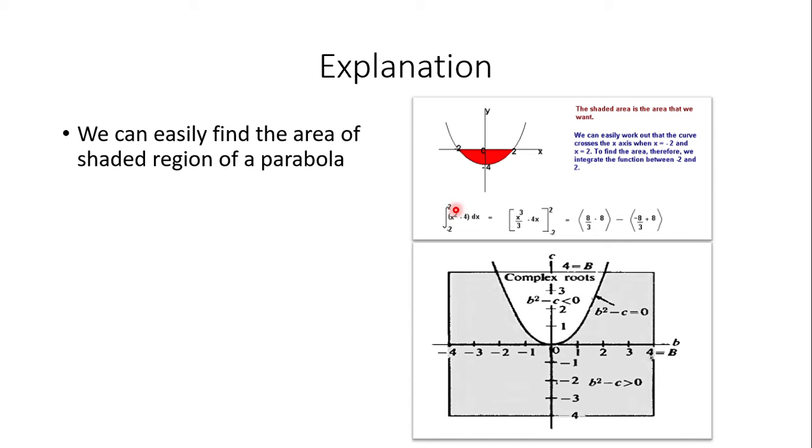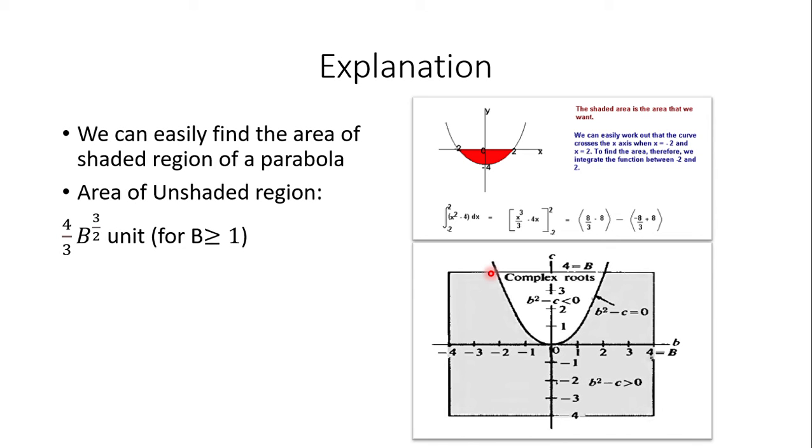The process is really simple. We can find the area of this region by an integral with an upper limit of 2 and a lower limit of -2. If we find this integral, we will find the area of this red region. Similarly, this parabola is bounded by the upper edge of this square, so following the same process we can find the area of the unshaded region. Here the area of the unshaded region should be 4 by 3 into b to the power 3 by 2. This is the area of the unshaded region.